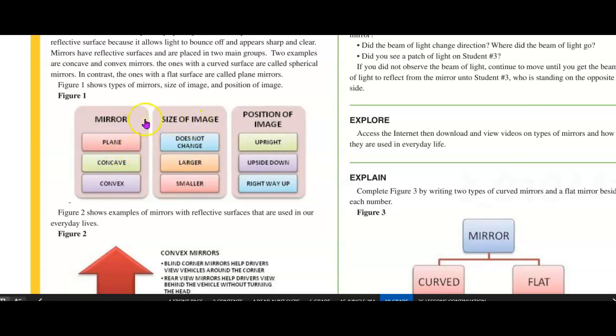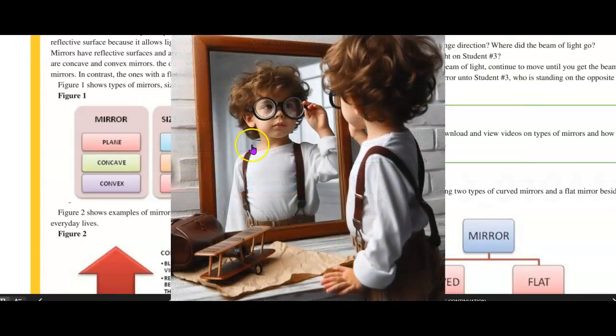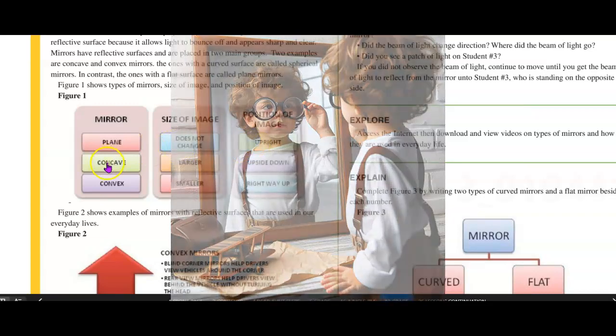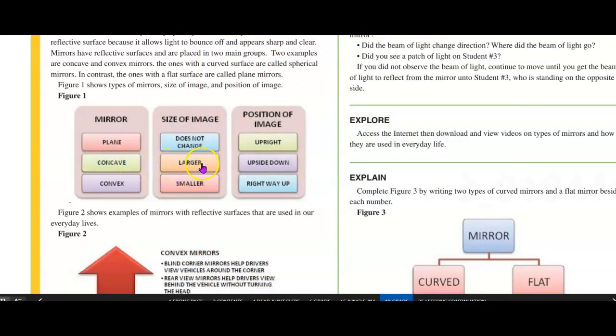All right, let's look at this. Here we have the size and the position. So a plane mirror, the size does not change and the image is upright. So if you look in the bathroom, for example, the size doesn't change and you are upright. That's a plane mirror. Concave, the mirror causes the size of the image to be larger and the thing appears upside down. So that's like when you look at the inside of a shiny spoon. Convex mirrors now, the image appears smaller. That's the back of the spoon, but it appears right side up or right way up.